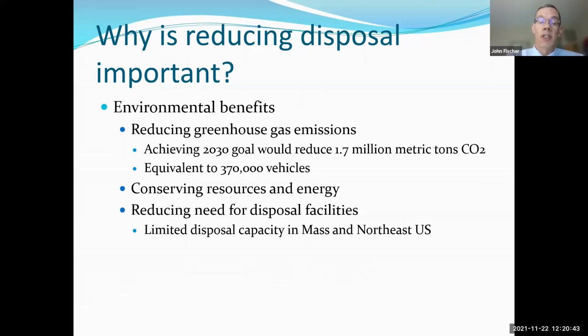When we recycle and capture materials and use them in productive ways, that conserves both resources and energy, which is part of what contributes to that greenhouse gas reduction. So there's an opportunity to really conserve resources from a big picture standpoint. And then when we do this, we reduce our need for disposal facilities and reduce the pressure on existing disposal facilities, which are very limited both in Massachusetts and throughout the Northeast United States.